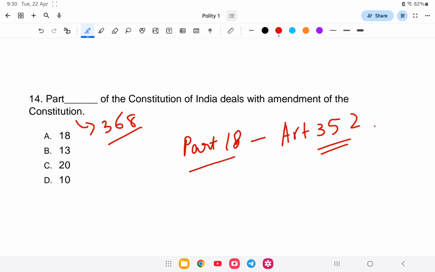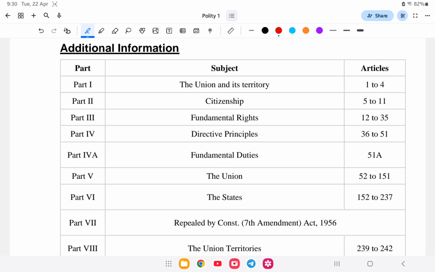That is, if you see, option C is the correct answer. That is Part 20. Part 20 consists of amendment of the Indian Constitution under Article 368. Let us study this in detail. The following are the parts of the Indian Constitution.